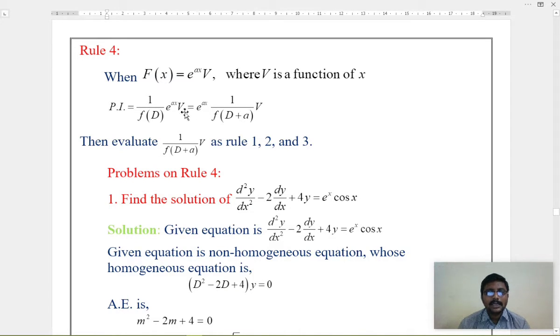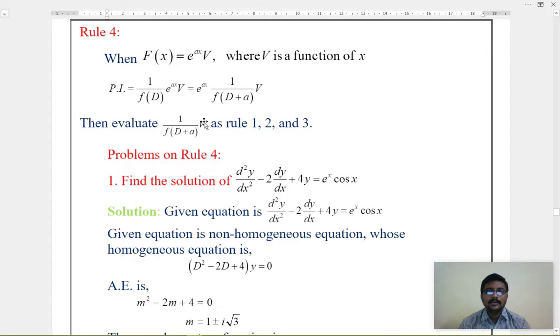We just have to take out the common exponential function, and then D is replaced with D plus a, into v. But here v can be taken as either a polynomial in x or a trigonometric expression, so that to evaluate 1 by f of D plus a into v, we use rule 1, 2 and 3. So once again, the formula is 1 by f of D, e power ax into v, is e power ax into 1 by f of D plus a into v.